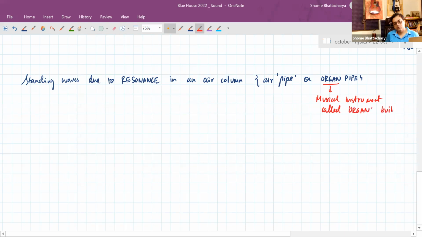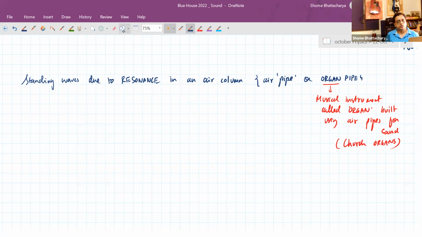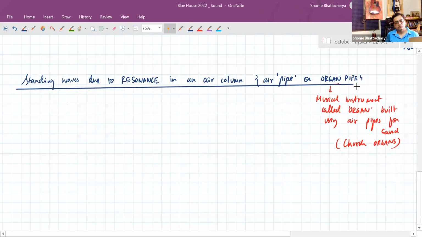built using air pipes for sound. Church organs. So in this, we have two categories of organ pipes. The first category is called the open organ pipe.